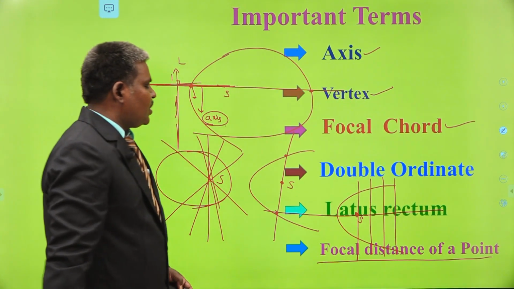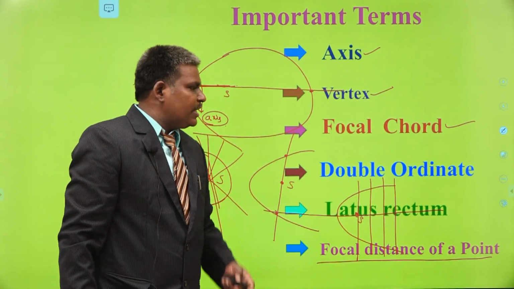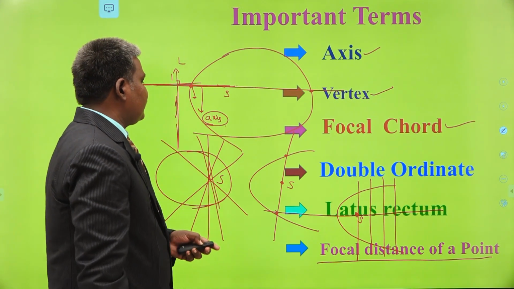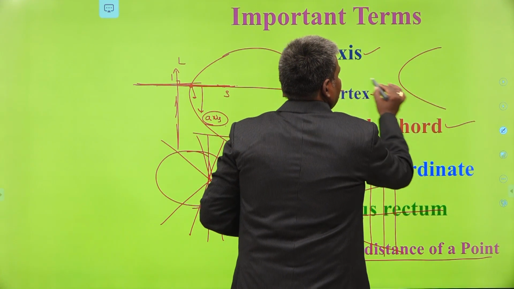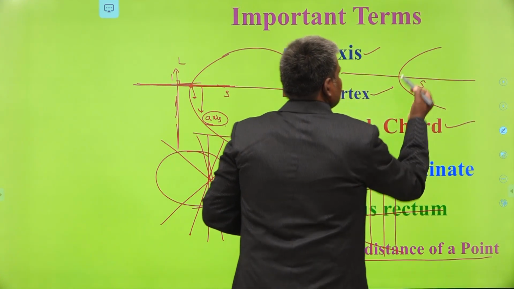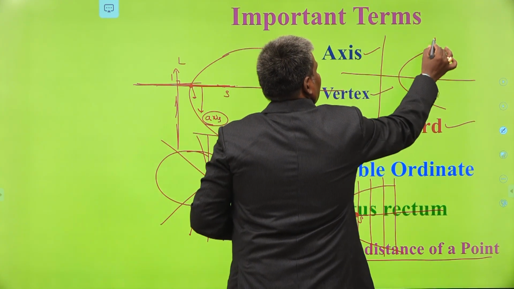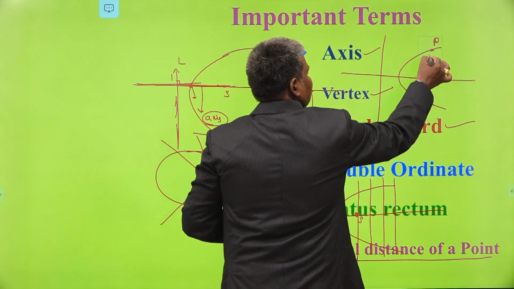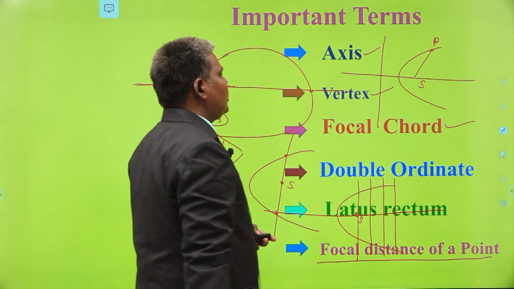Focal distance means what? P is any point on your conic. S is your corresponding focus. The distance SP is called the focal distance of the point. Suppose this is your conic section, a parabola say. This is your axis. This is your focus. This is the directrix. If P is any point on your parabola, the distance SP is called the focal distance. The distance SP is called what?